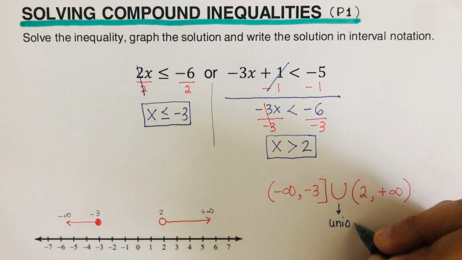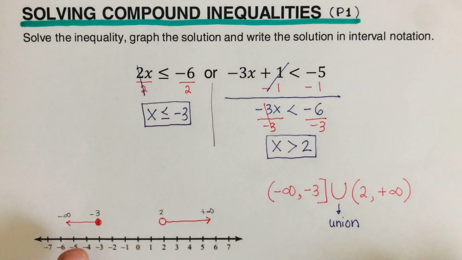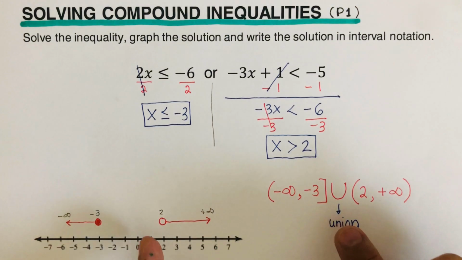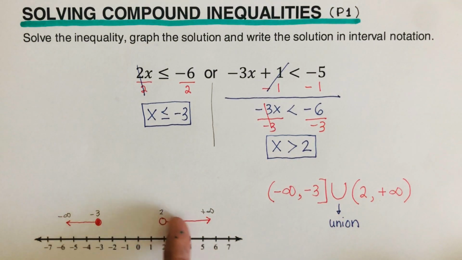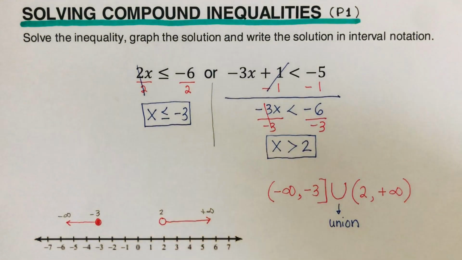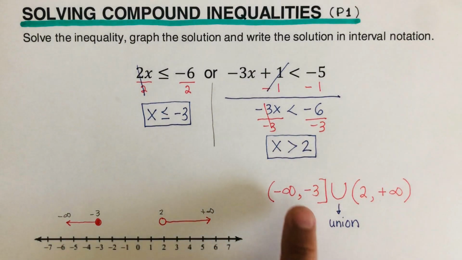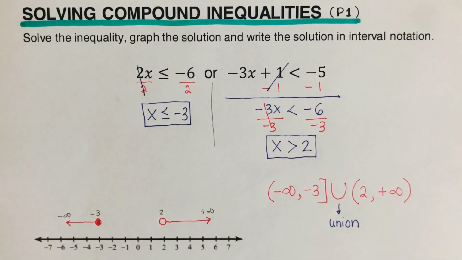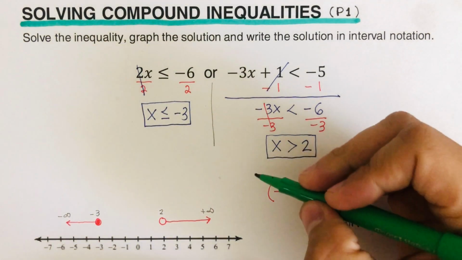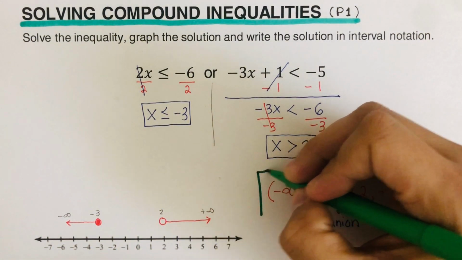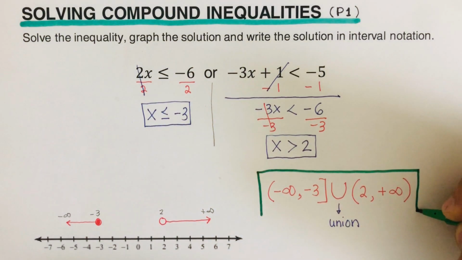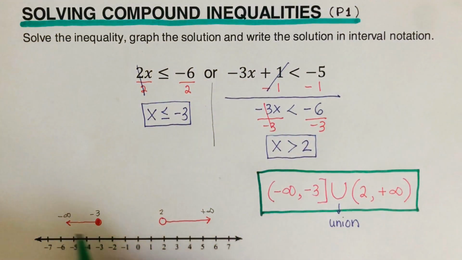So union means it's a combination of the solution that is directed to the left and the one that is directed to the right. So union means it's like a combination of these two solutions. Again, this is our solution in interval notation, and this is our solution in graphing form.